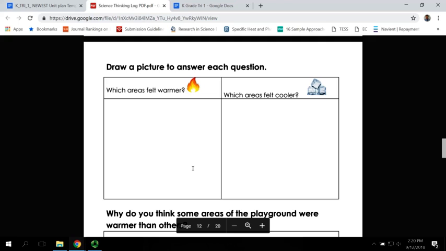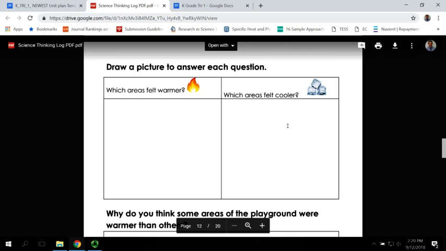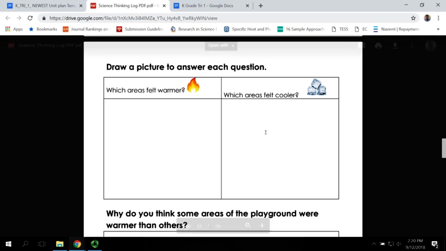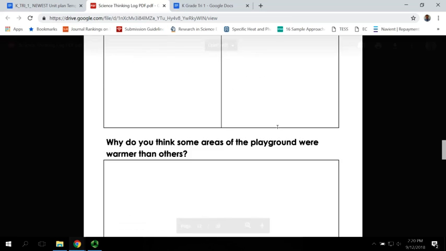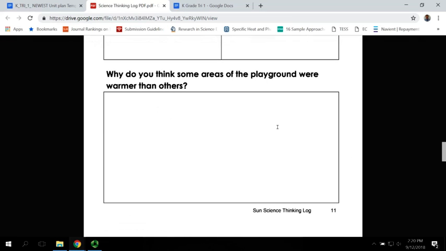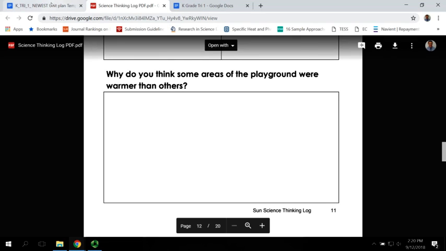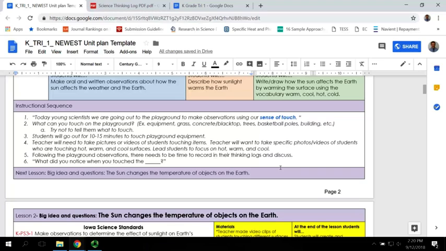And then the second page over here, they're going to draw pictures of things that felt warm and things that felt cool, and in the next lesson they're going to talk about this and explain why some things felt warm here and why some things felt cool here. And then lastly, they have a question: why do you think some areas of the playground were warmer than others? Now, it's really kind of teacher choice of how you want to do this.